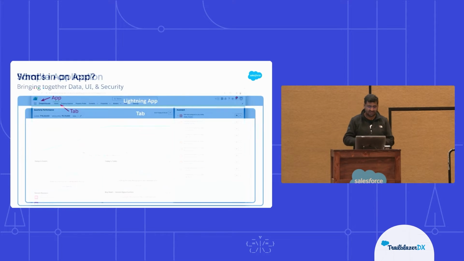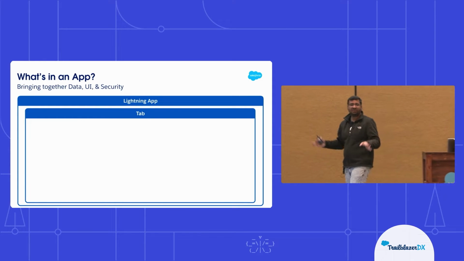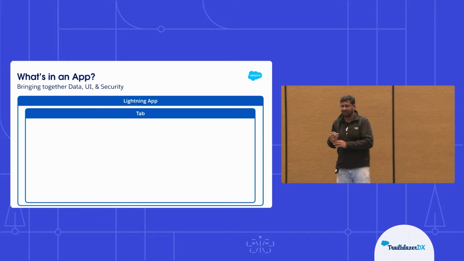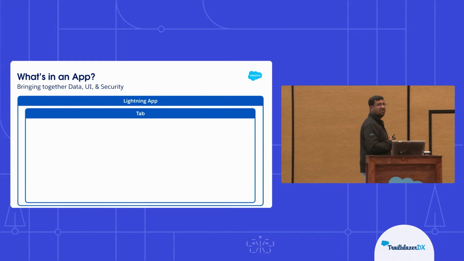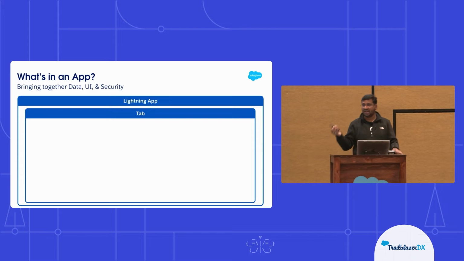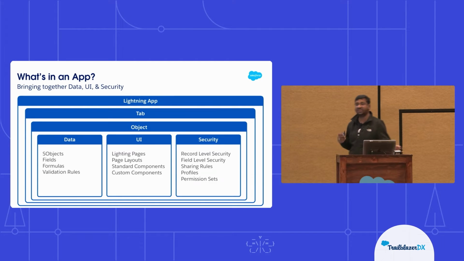Now, what does an application have? We have a Lightning app, and Lightning app will consist of a number of tabs. But it's not just Lightning app and tab that makes an application. We'll have to bring together some kind of data. There should be a user interface, and there should be security for your data. All of these things, again, are provided by Salesforce in different ways.